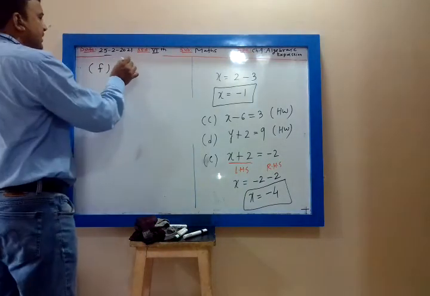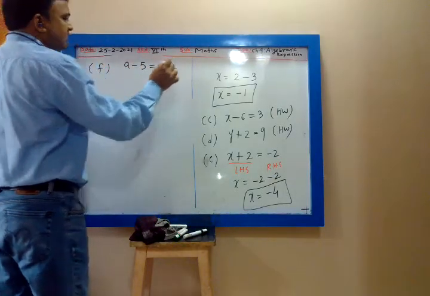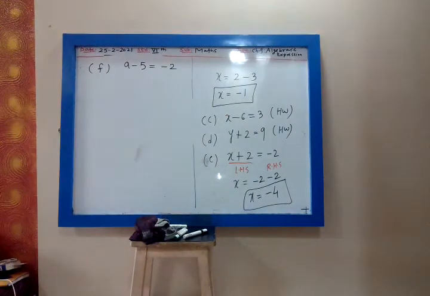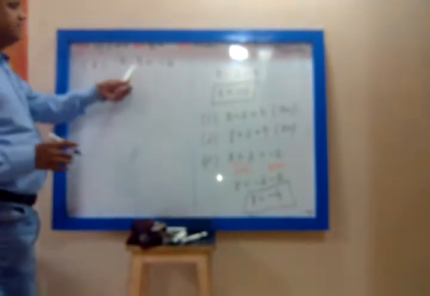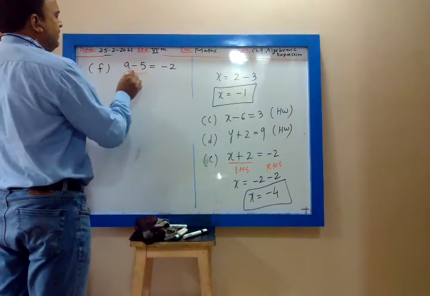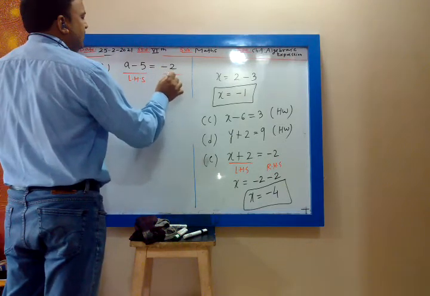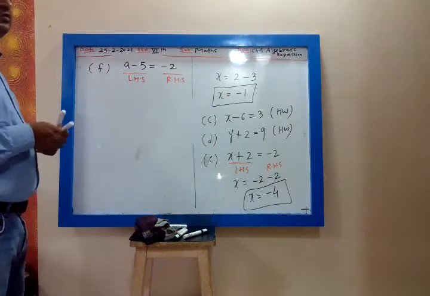Alright, a minus 5 is equal to minus 2. I had explained just now, my dear. You are not listening to what I am saying. A minus 5 is equal to minus 2. Now a minus 5 is equal to minus 2, it is clear, right?